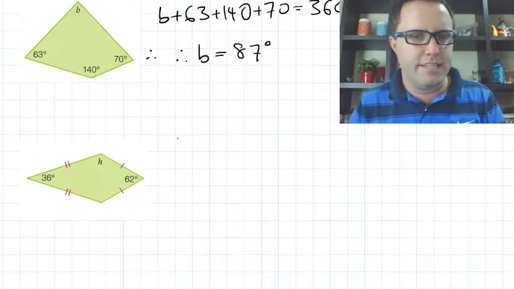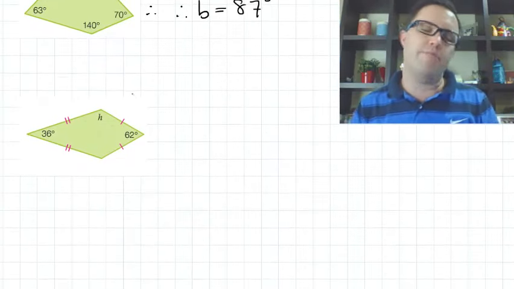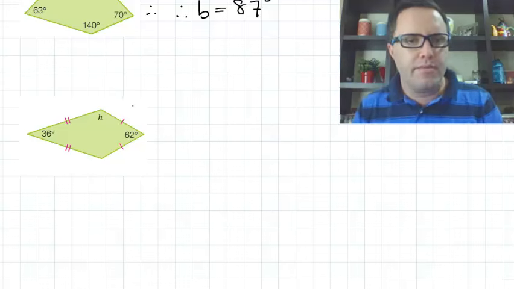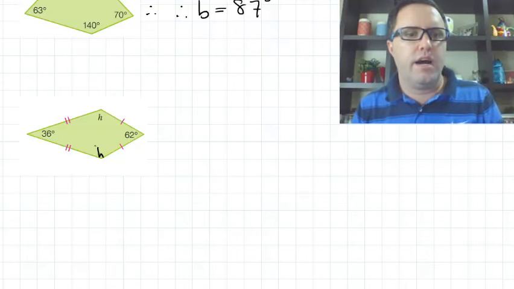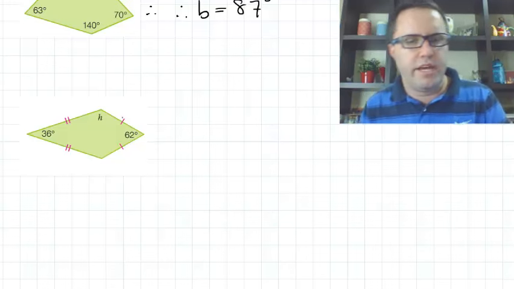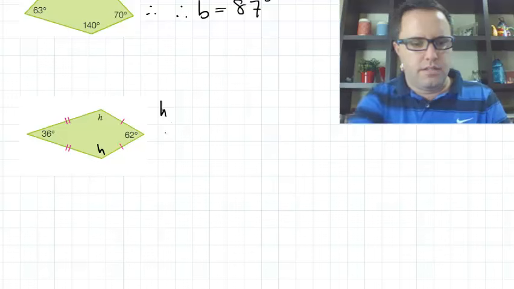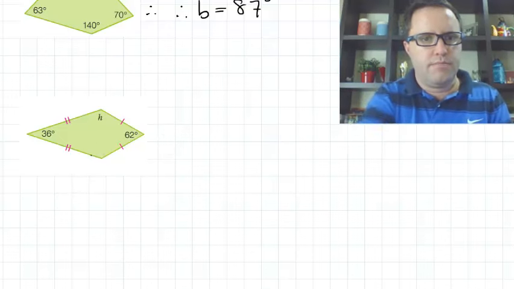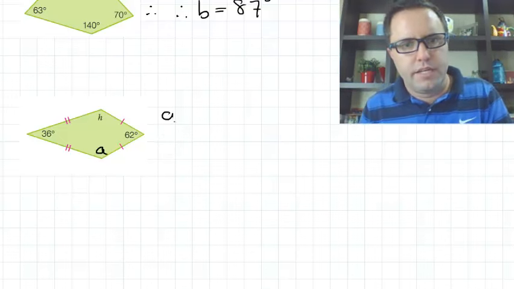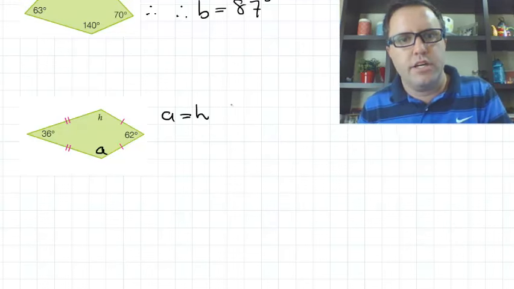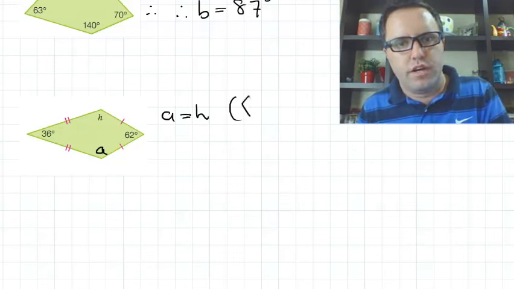All right, so we've got a kite here now. Remember, kites are special. They've got one pair of equal angles opposite each other. So let's call that H as well, actually, let's make it A. And we're going to say A is equal to H because of a kite.